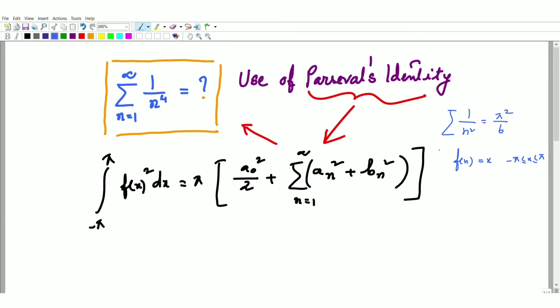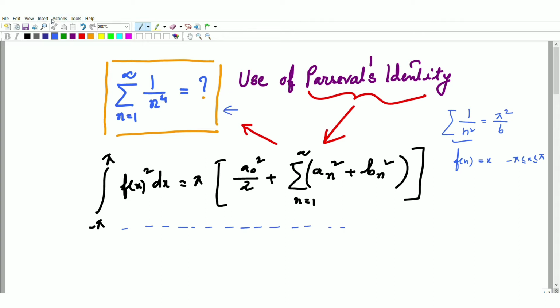Okay, so you should also go through the videos on how we can obtain this relation, that is Parseval's identity, starting from the expression of Fourier series, and after that we use this Parseval's identity in finding the summation of some familiar infinite series like this one. Now we are going to find the summation of this 1 by n to the power 4.